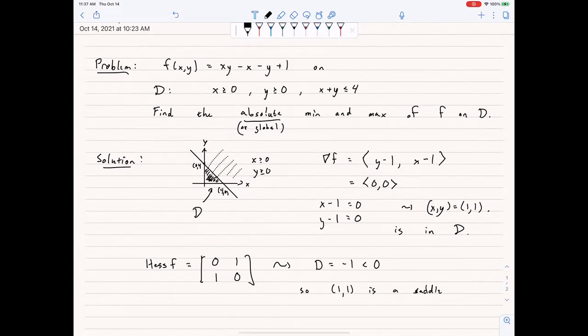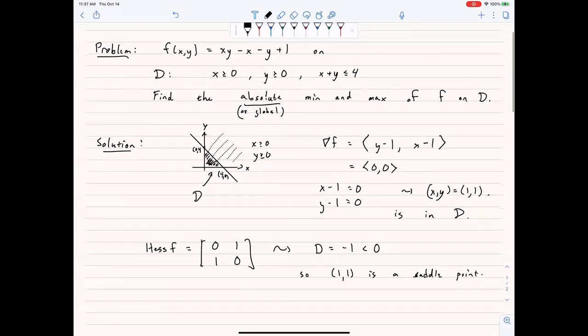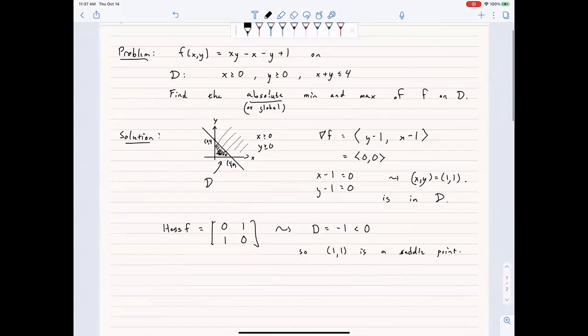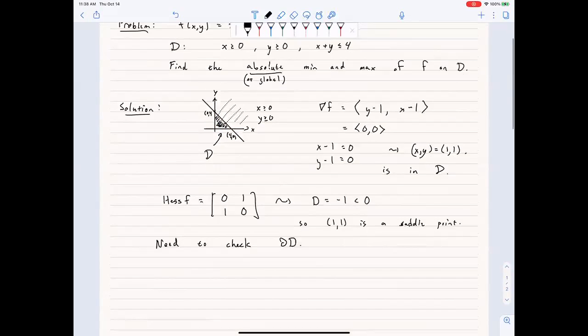So if we're trying to find absolute or global min max, this is not going to be it. We're really just going to be on the boundary to find these global min maxes. So we need to check the boundary. Now, to check the boundary of this case, we need to check 3 different possibilities, because we have 3 different sides to this triangle. And for each side, we need to extremize this function restricted to that side. So let's do that.